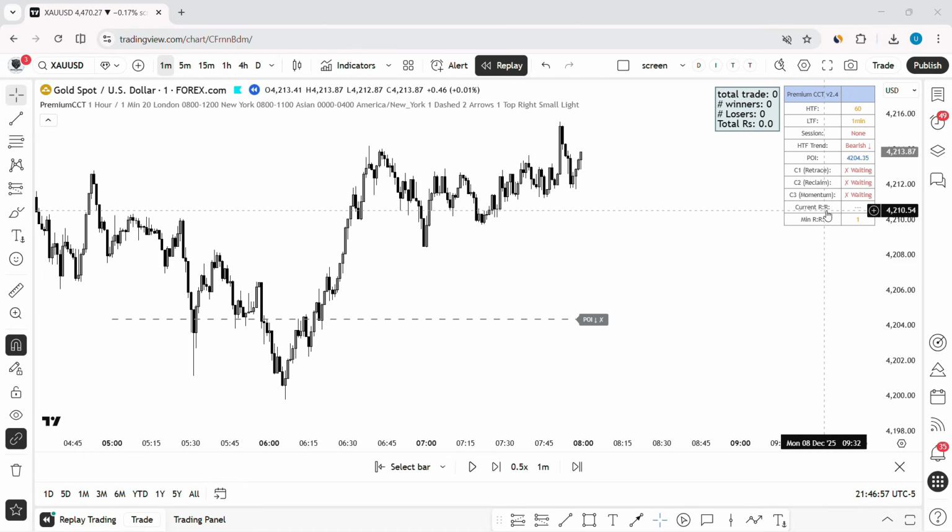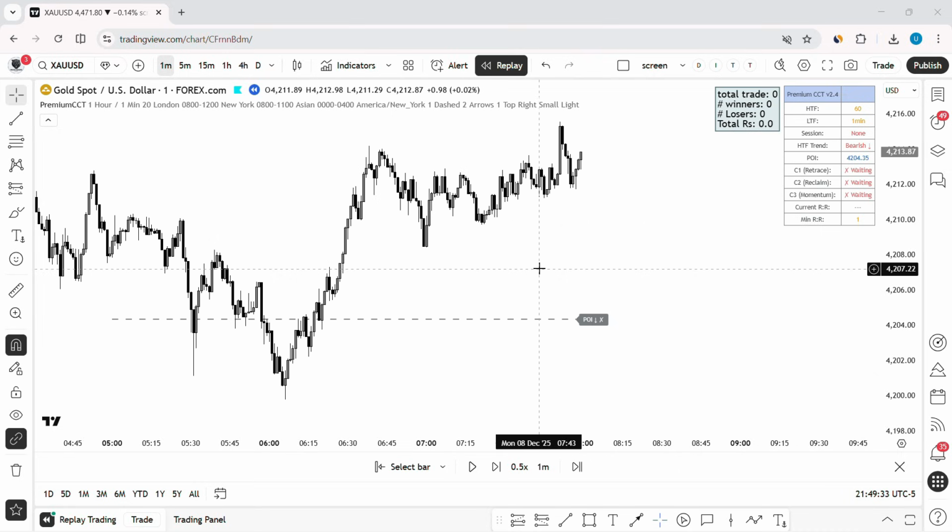Then we have current risk reward. This also shows the calculated risk to reward when we are waiting for an entry. Then we have minimum risk to reward, which is set at 1. As I have said earlier, you can change this from the settings. Now let's start the backtesting.